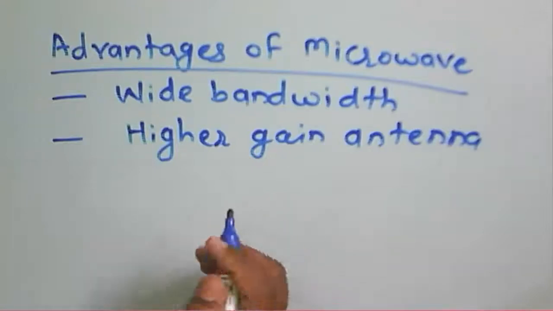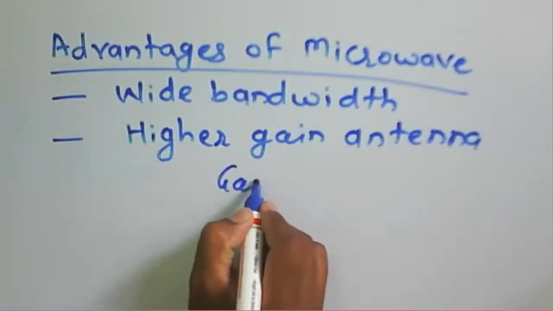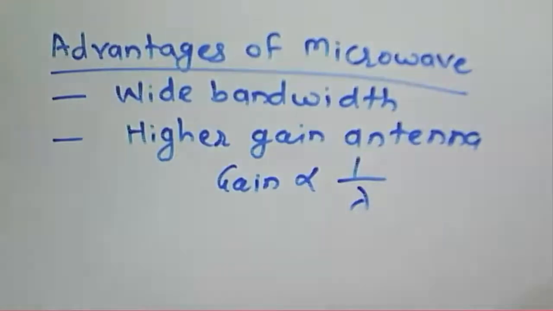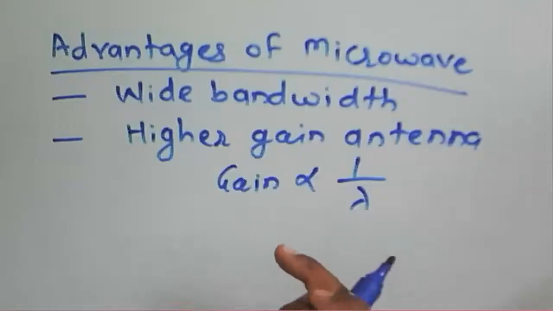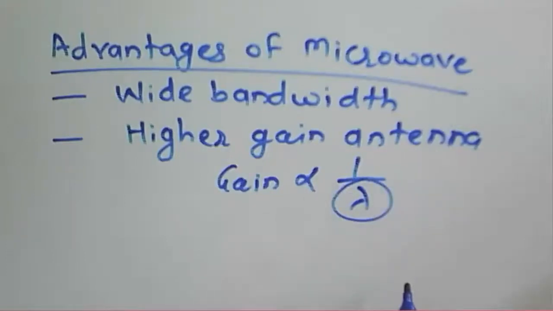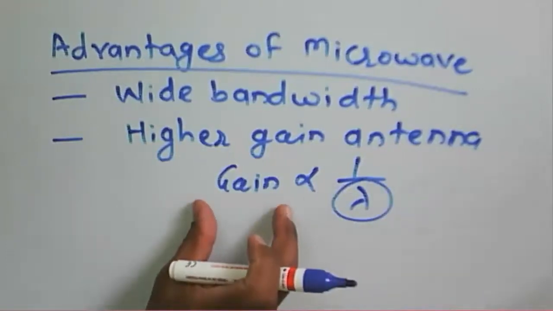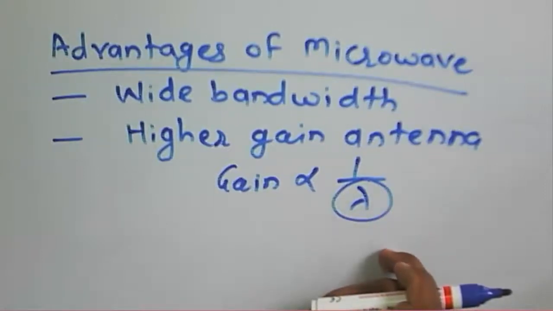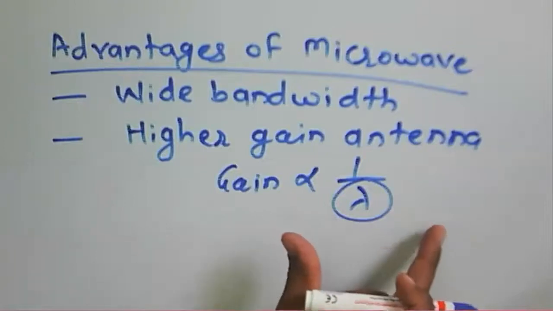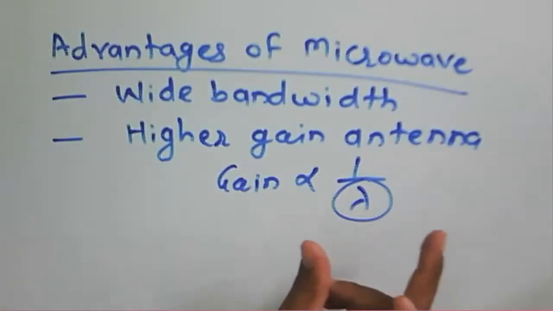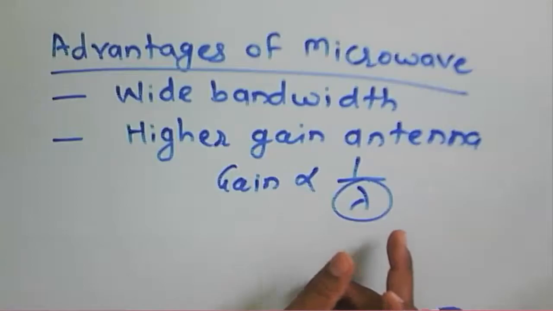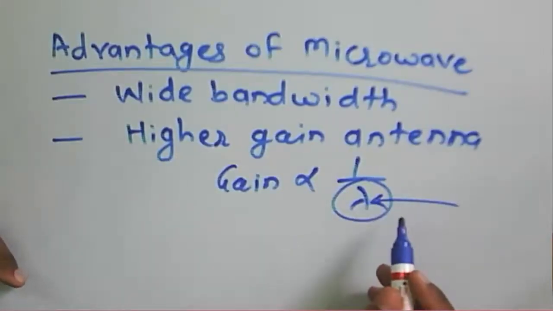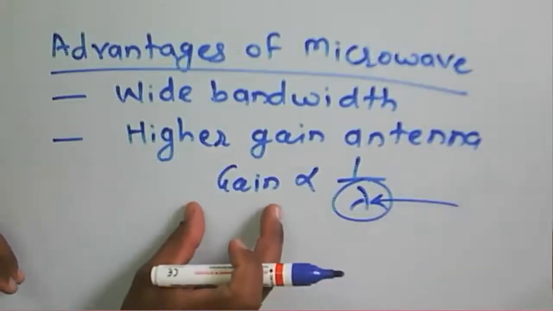Okay, so why is it large? Generally, we can say that gain is inversely proportional to the wavelength. So gain is inversely proportional to the wavelength. That's why if the wavelength is small, gain will be larger. Because the length of the antenna depends upon the wavelength, a small length antenna will provide a large gain.